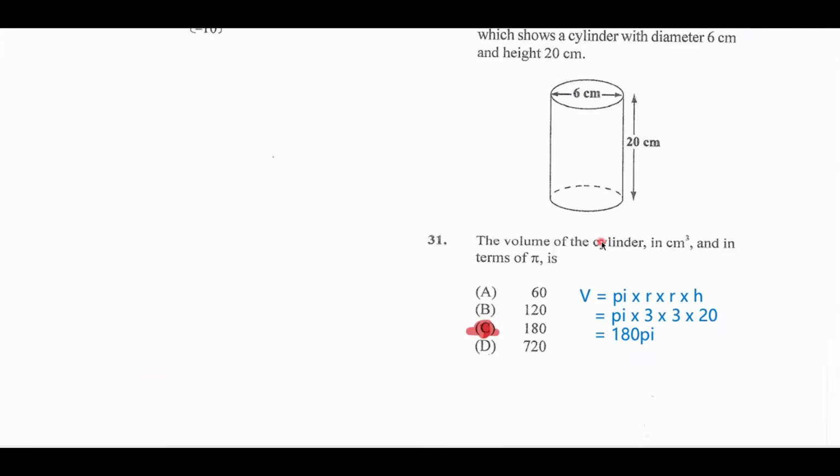31. Refer to the following diagram, which shows a cylinder with diameter 6 cm and height 20 cm. Volume of the cylinder. We know for instance it's pi r squared times height. So it's pi times what? The radius will be half the diameter, which is 3. Half of 6 is 3. So it's pi times 3 times 3 times height of 20. 3 3s are 9, and 9 times 20 is 180 pi. So cm cubed. So it's C.